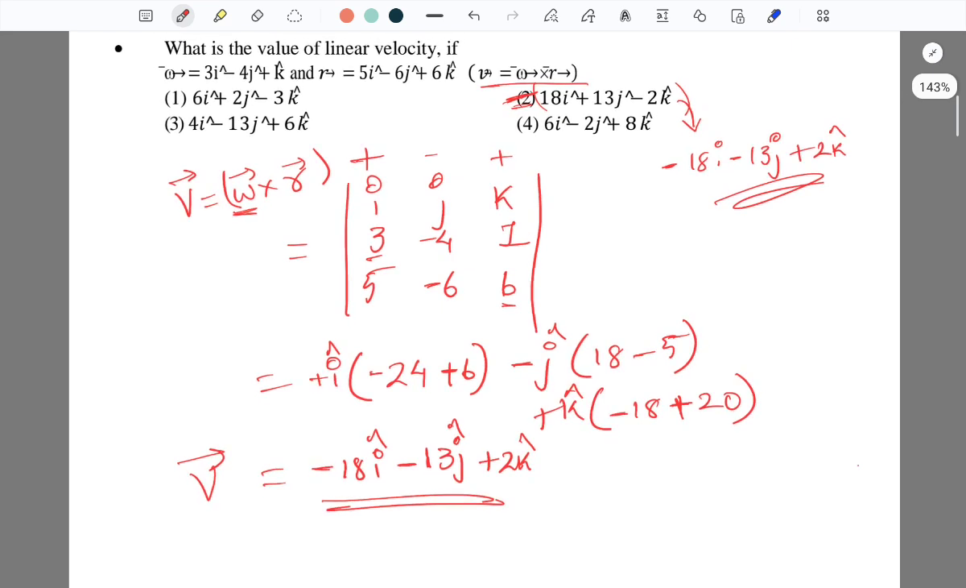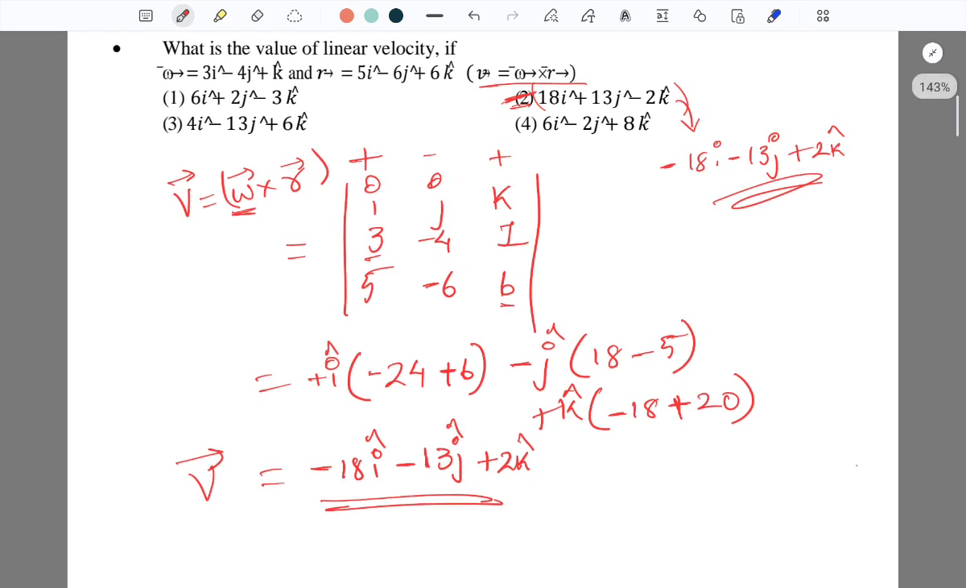Let me just get back once again. What is the value of linear velocity where omega and r are given? V is equal to omega cross r is a standard formula. So how will we solve? We will write omega cross r. We will write plus minus plus i j k, and then we will start writing the coefficients of omega first, that is 3, minus 4 and 1. That's what we have written here. Then we write the coefficients of r, that is 5, minus 6 and plus 6. We have written that also.